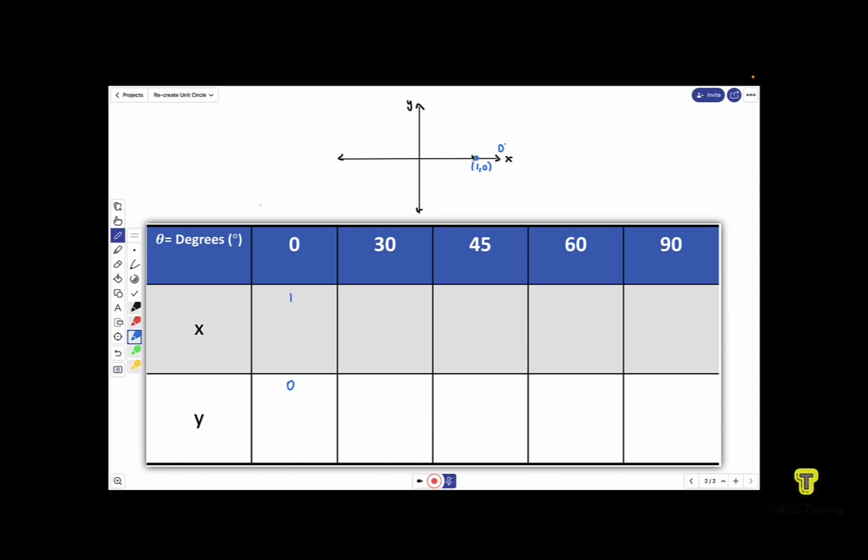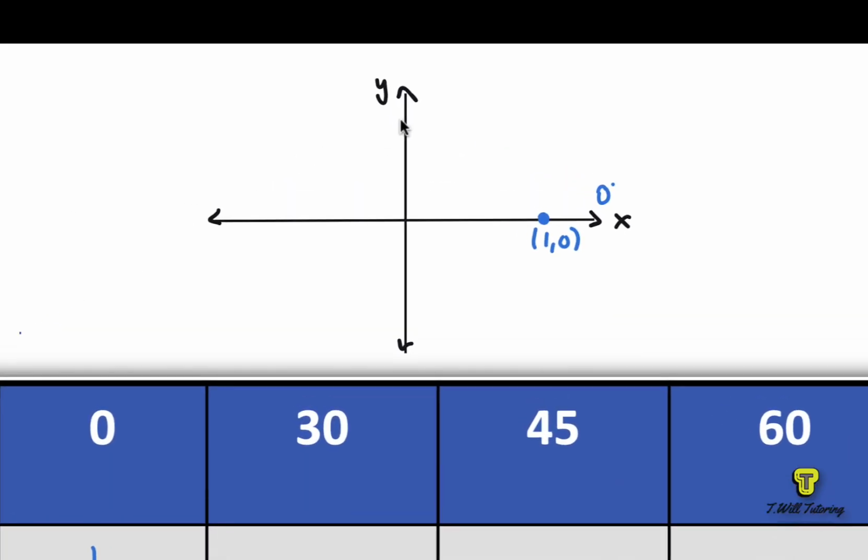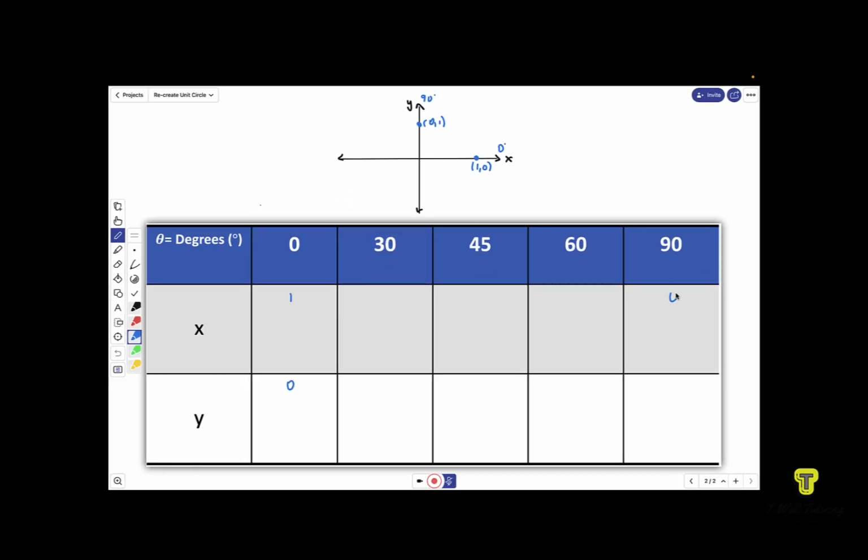Similar situation if I'm looking at 90 degrees. Think of these as your key points. So if I'm at 90 degrees, I'm right on the y-axis. So at that point, I'm at (0, 1). Right? So that means my x value here is going to be 0, but my y value is going to be 1. And we're going to follow up and go into the actual calculations.